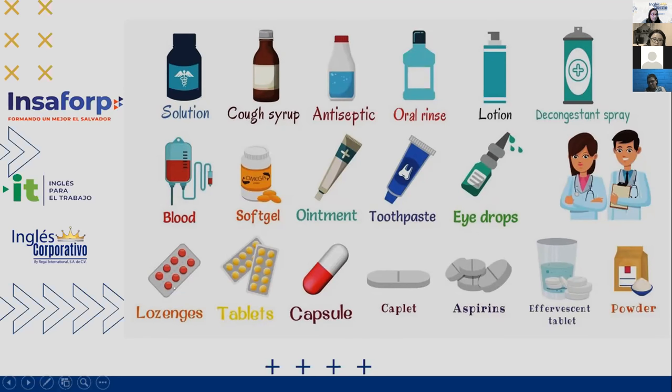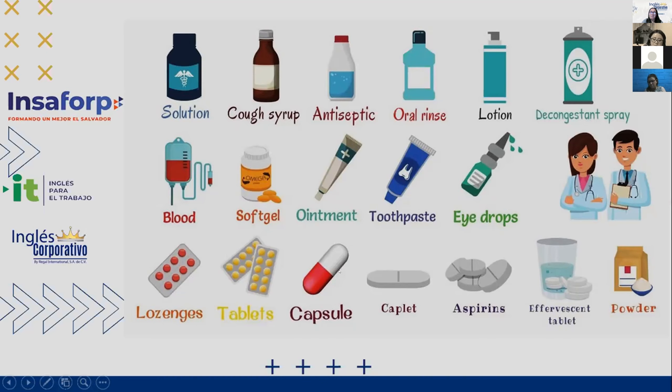Okay, lozenges. Usually cups that we have without drinking. So we just kind of candy, similar to a candy for some problems. Okay, tablets is what we usually drink with water.